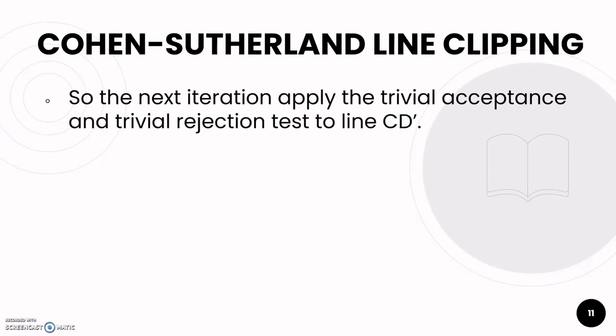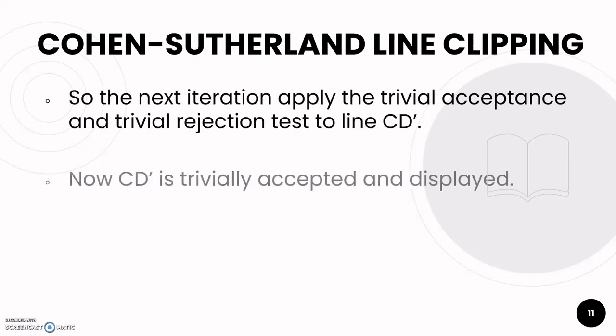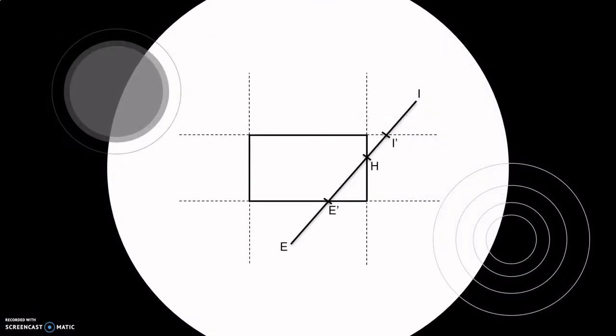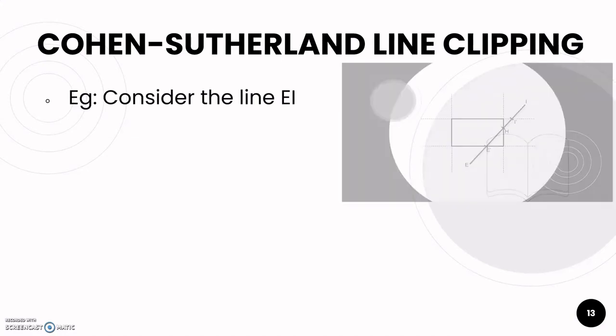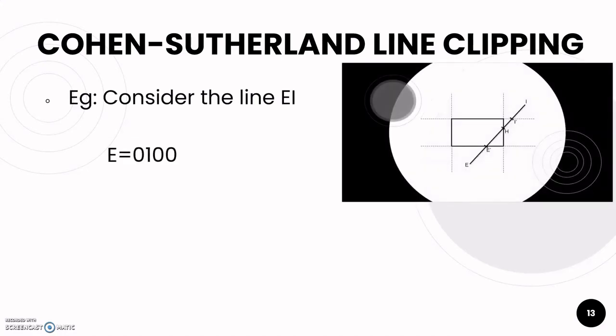Considering another example, the line EI. When we consider the line EI, we take the first endpoint E as 0, 1, 0, 0 and I as, sorry, 1, 0, 1, 0.